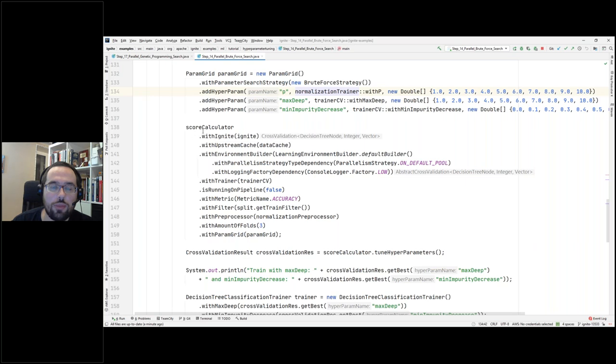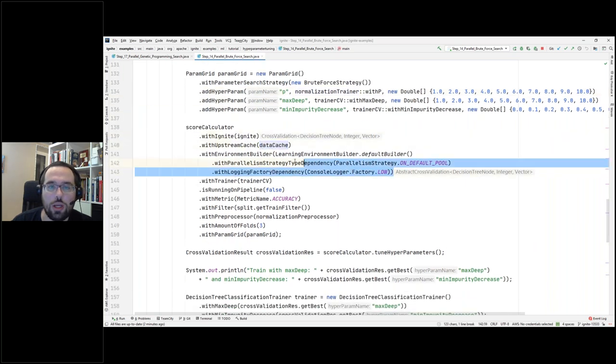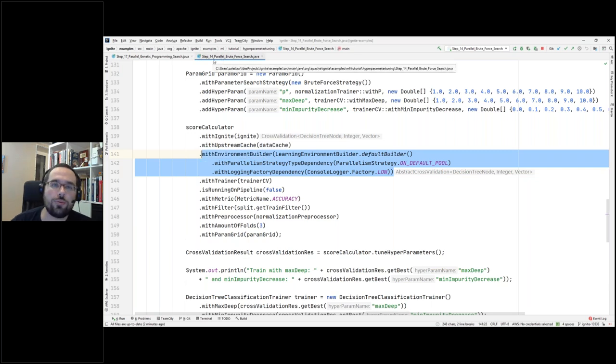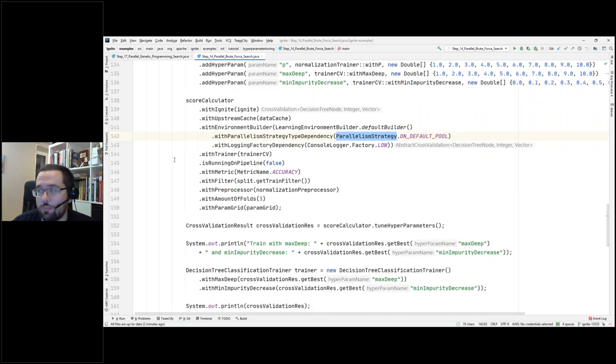So we need to combine them in the setter methods, Ignite data cache. Here we will run it in parallel. You could see the name of the example, parallel brute force search. And we pass the specific learning environment builder. Here we set up the parallelism strategy type dependency. Parallelism strategy now supports only two values: default pool and no parallelism. We switch on the default pool, and it will be run in parallel on all available CPUs.